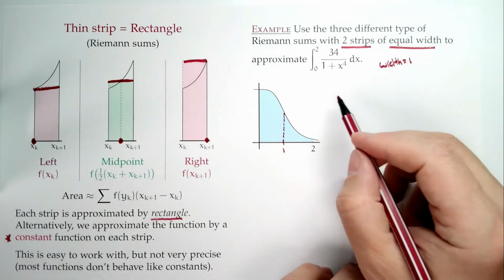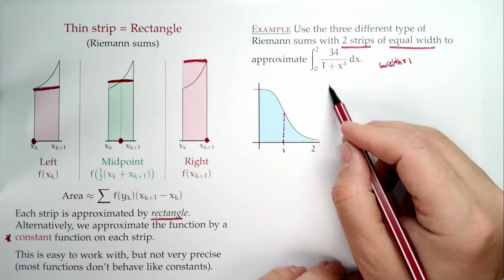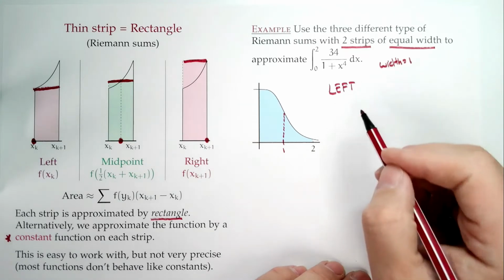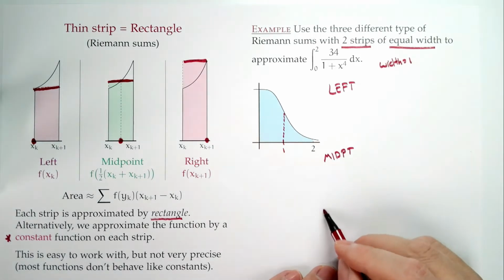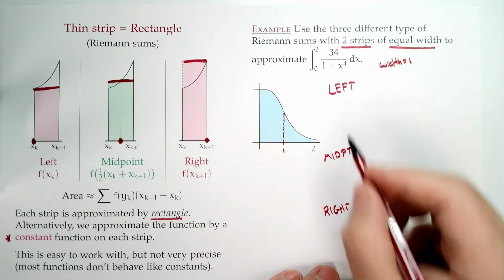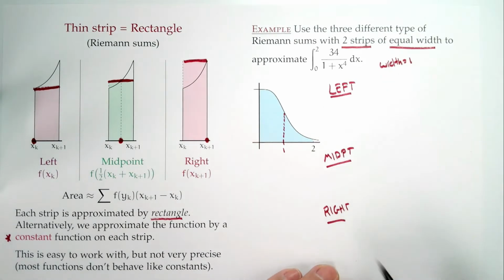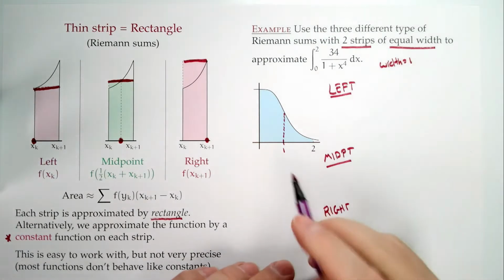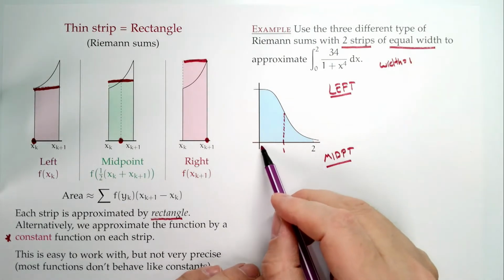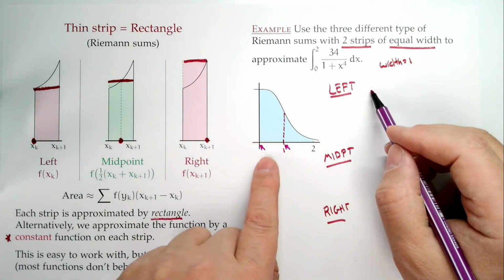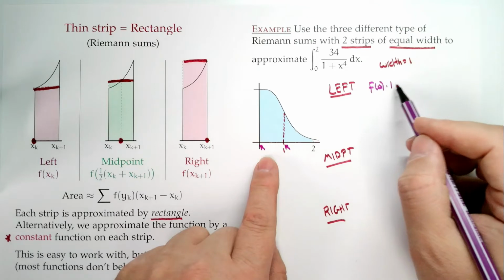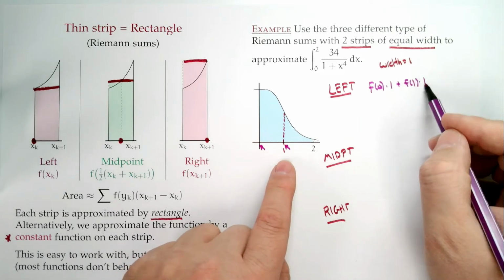So let's look at what these become. So we have our left, we have our midpoint, and we have our right. All right, so those are the 3. Okay, so let's start. We'll start with the left. So on the left, what do we do? Well, we take each interval and we pick the left-hand point. So that will be the function at 0 times the width plus the function at 1 times the width.